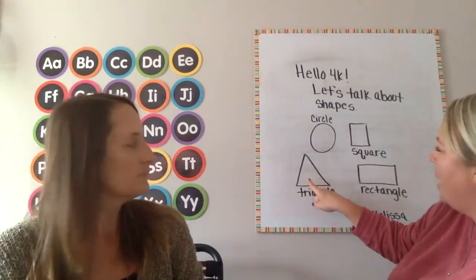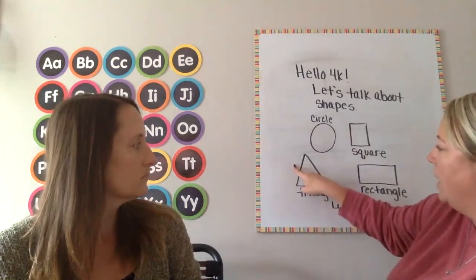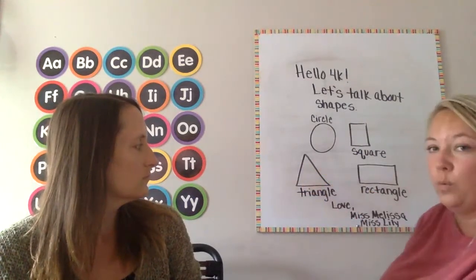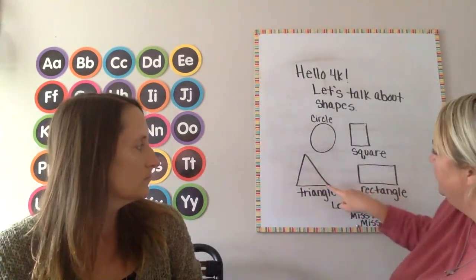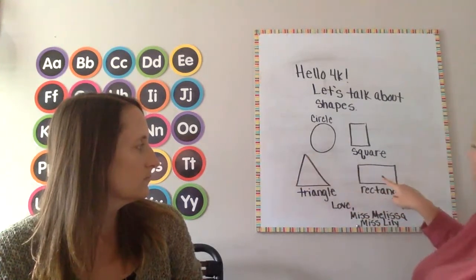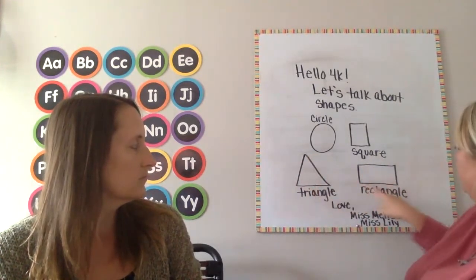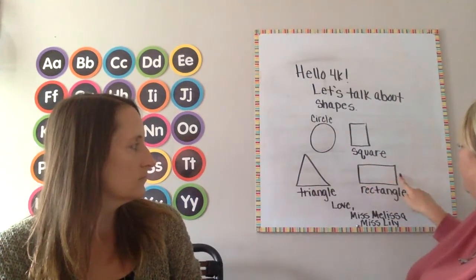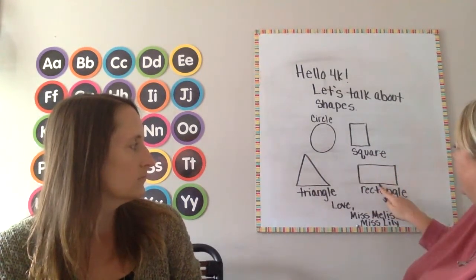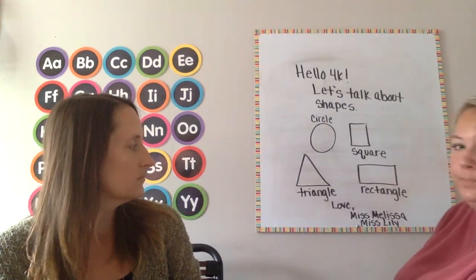Here we have a triangle, and that has 1, 2, 3 sides. And here we have a rectangle, which also has 4 sides. But these two are shorter, and these two are longer.